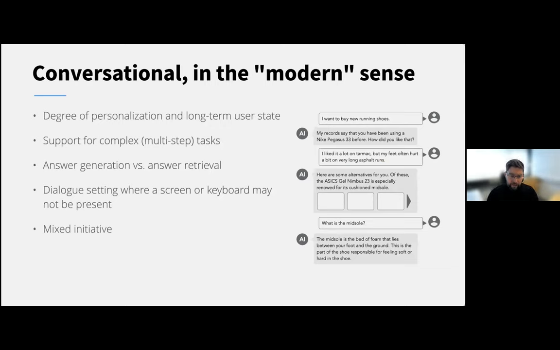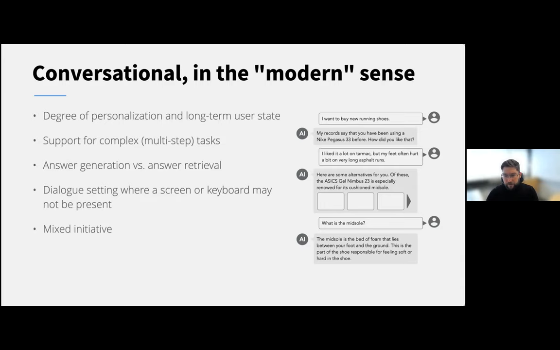What I mean by conversational in what I would call the modern sense is something different, where it's really a dialogue, with a higher degree of personalization, where the conversational agent knows the user. It can provide support for complex tasks that involve multiple steps and possibly multiple sessions. Instead of just retrieving results, it would be able to generate and synthesize results for the user. It would work in settings where there is no keyboard or screen. And it would be mixed initiative, so the agent would also suggest actions for the user.